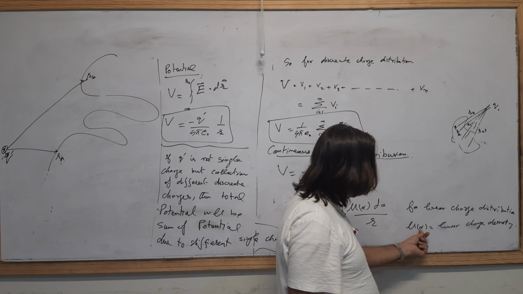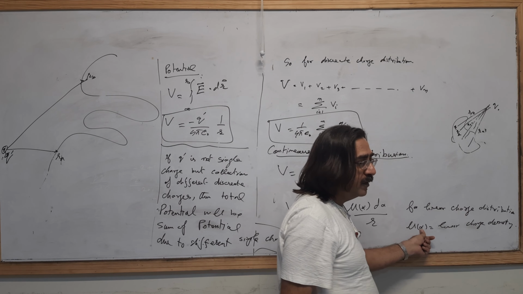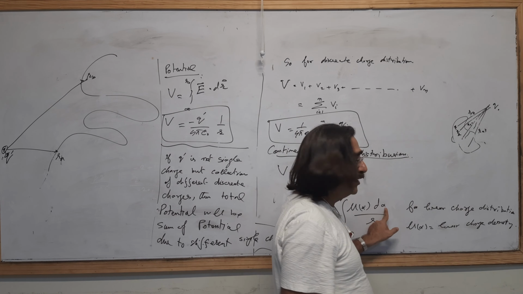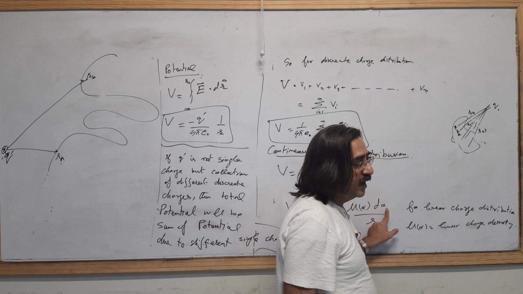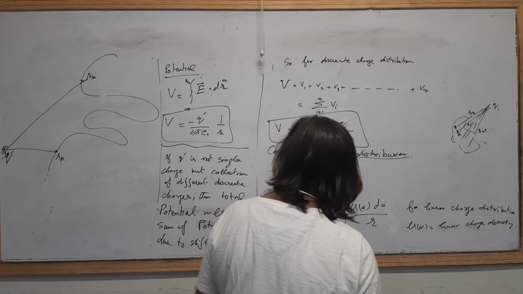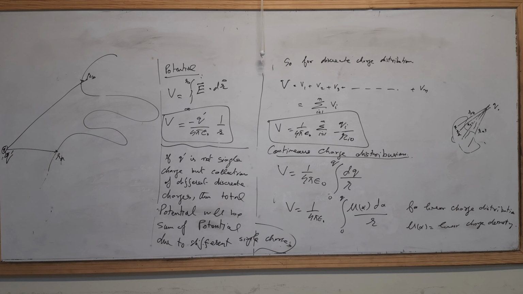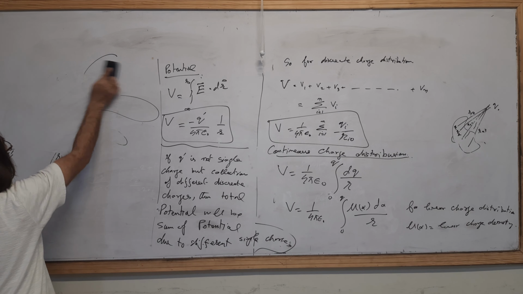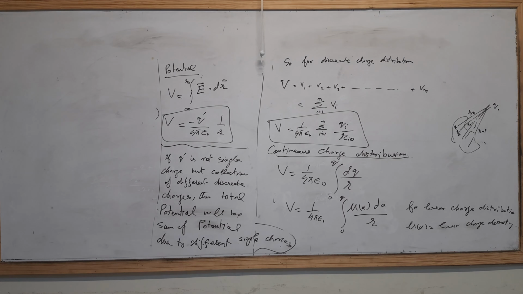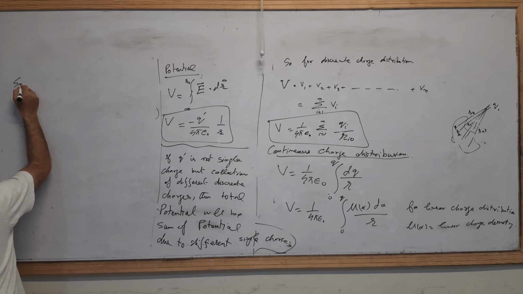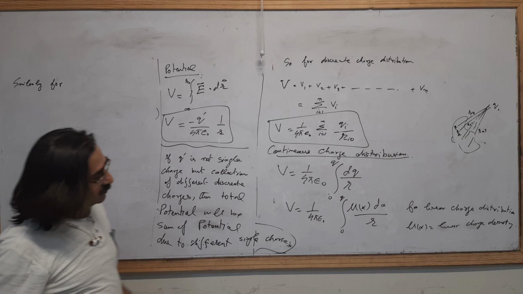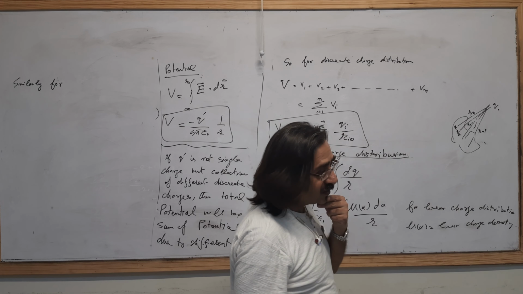Where mu is a linear charge distribution, it may be uniform. If that is uniform, then that will not be a function of alpha. That will be a constant. But if that charge density is not uniform, then it will vary with respect to one variable. That may be r, that may be x. Got it? Similarly, this was for linear charge distribution.